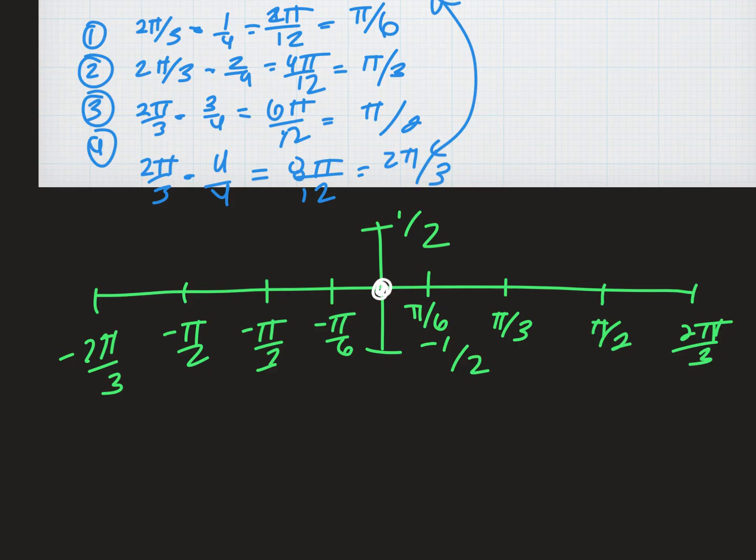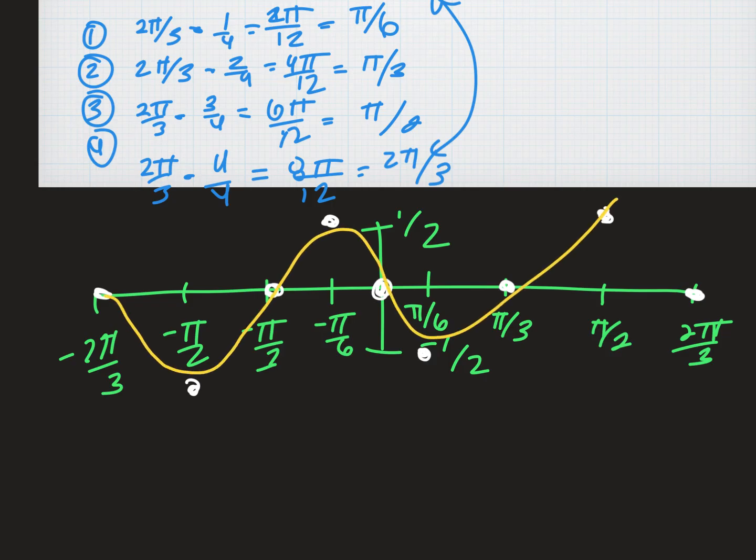So where's my first point? Down. And then I go back to the x-axis. And then I go up. And then I go back to the x-axis. And you're going to mirror that on the other side. So it just creates a nice, smooth curve. And we connect just like that.